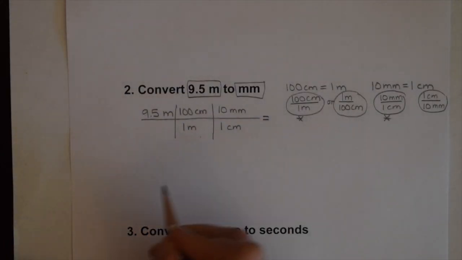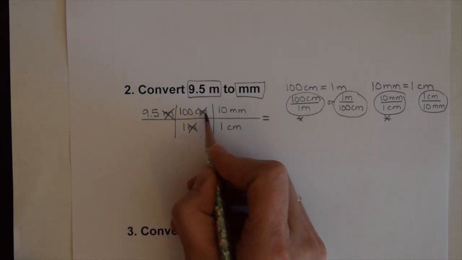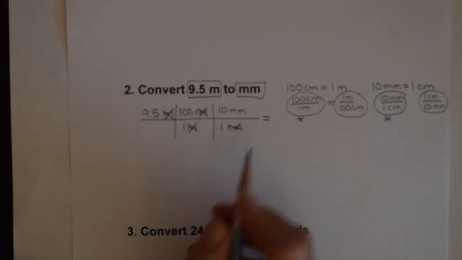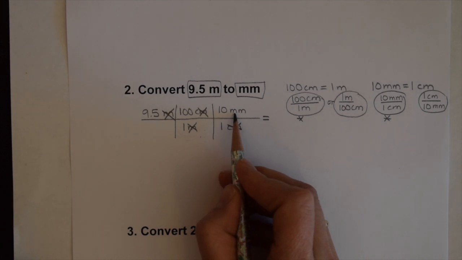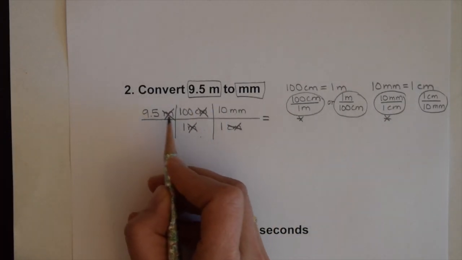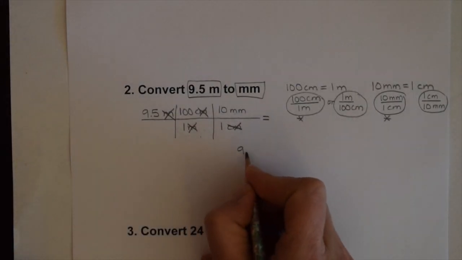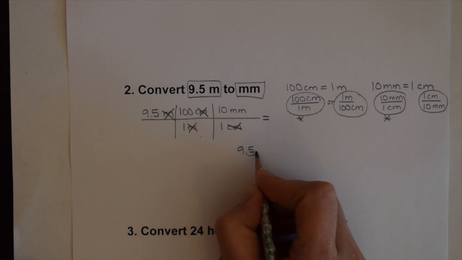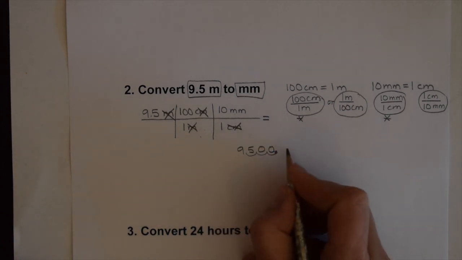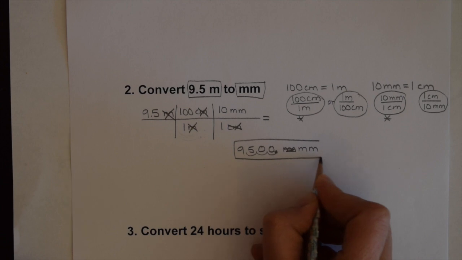Now I'm ready to solve this. The meters cancel out and the centimeters cancel out, and that leaves me with millimeters on top. Then I need to multiply the numbers. 9.5 times 100 times 10 is going to move the decimal point 3 places. So 1, 2, 3. So 9,500 millimeters is my answer.